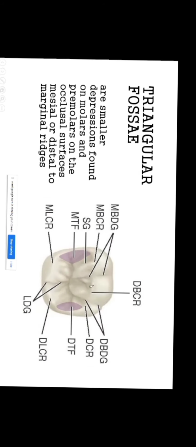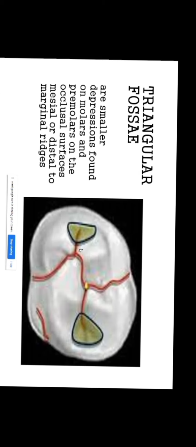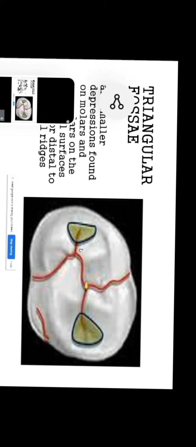Same with that kind of violet. Triangular fossa on sides of the marginal ridges. Next, same thing. That's triangular fossa.